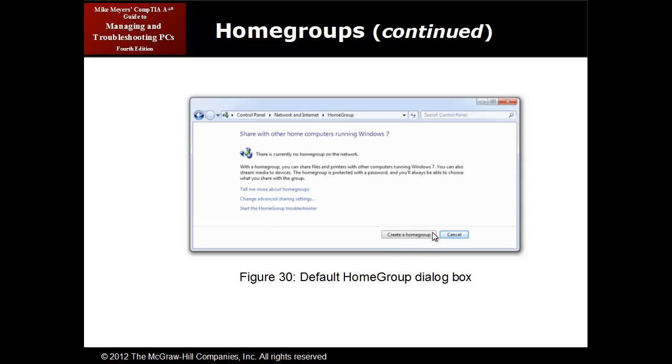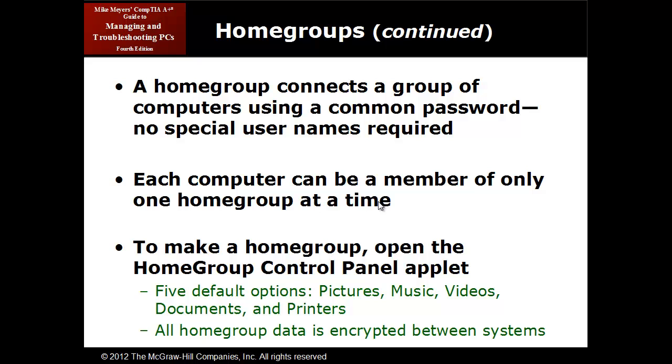When you create a home group, it's pretty simple. It just pretty much comes up with a password, which is automatically generated and kind of cryptic. That is what you'll need to use to have any other computer join that home group. Once the home group is joined, then you decide what you want to share with it. The 5 defaults are pictures, music, videos, documents, and printers, but those things can be taken off and additional ones can be added. All data is encrypted between the systems, so if somebody is sniffing on the network, they're not going to be able to see the traffic that actually goes across there.